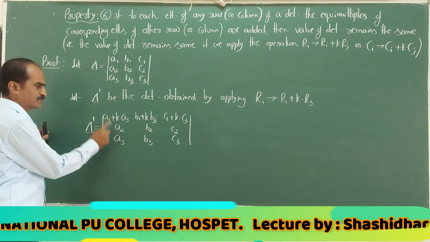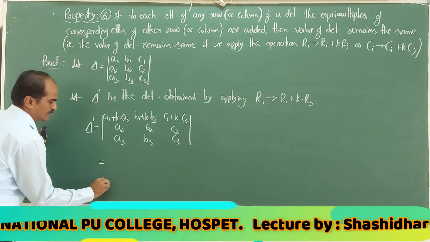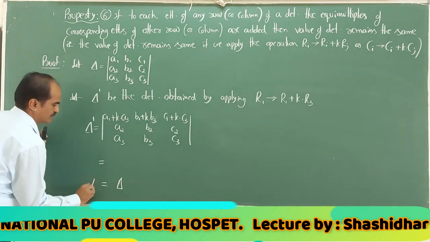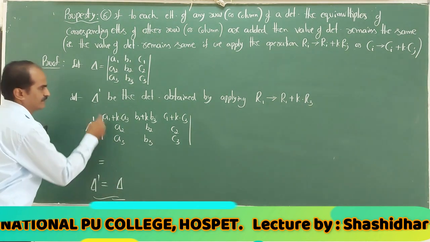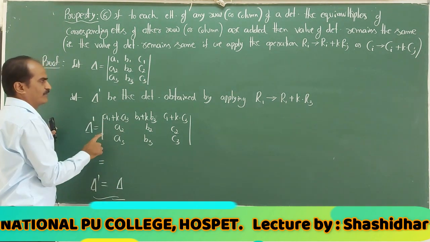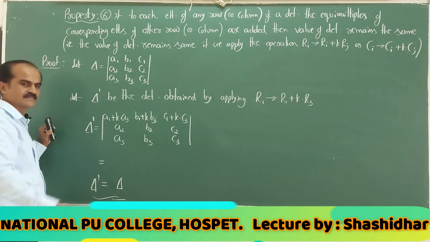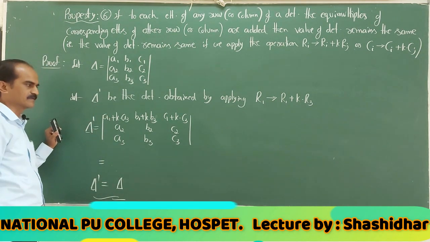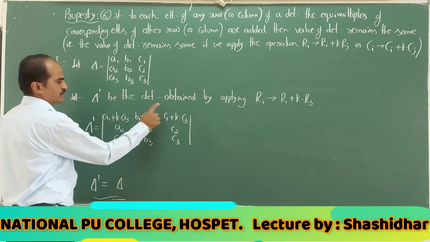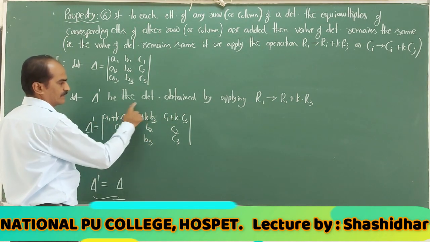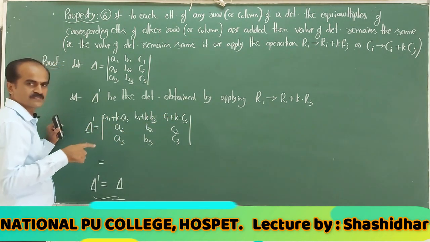Now my job is to show that this is the same as delta. Even though I applied the row operation, the value of delta remains the same. Delta dash is equal to delta. Now observe the first row elements. They are all sum of two terms.